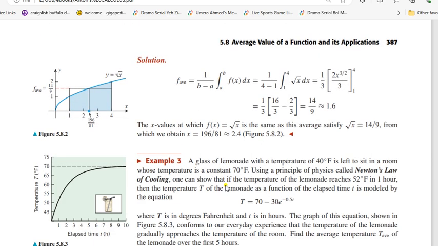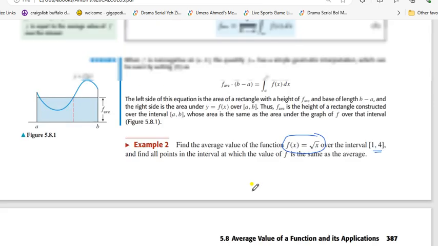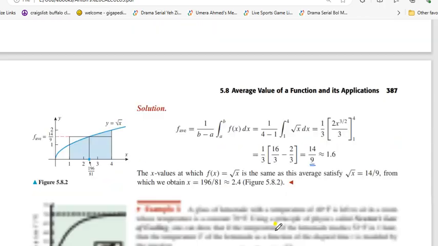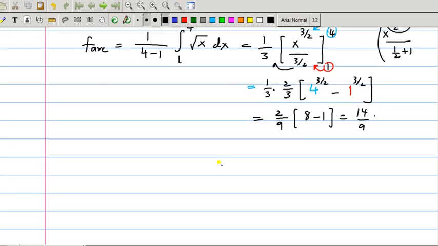So 14 by 9 is your answer. Now they asked us another thing. They said, find all the points in the interval at which the value of f is the same as the average value. This is not part of the average value, it's the second question in the example: find x such that your function becomes the average value, such that f(x) is equal to the average value.